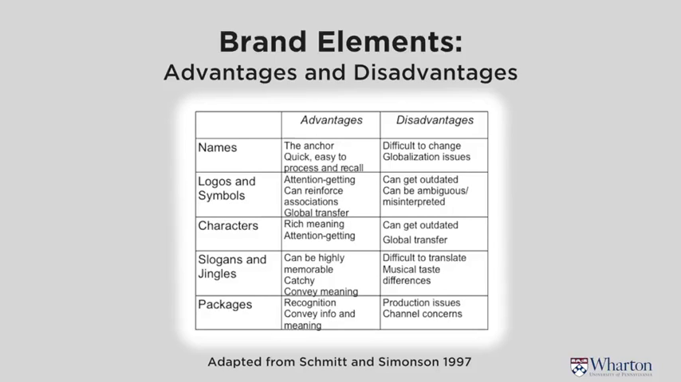A slogan and a jingle, if done well, give you a few more words and can give you music to add to the brand element, so it can be used to convey meaning. Nike's Just Do It is an extremely strong slogan that adds to the Nike brand name. But again, sometimes it's difficult to translate. Sometimes if you do jingles, musical tastes are different and not everybody likes it. Some people think some of these jingles are annoying. So there are advantages and disadvantages.